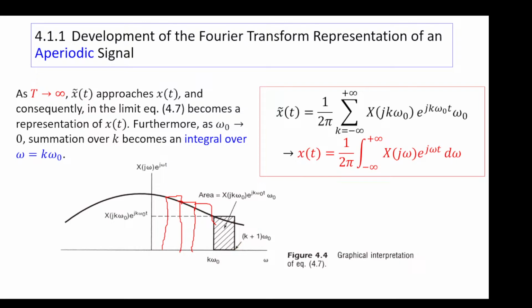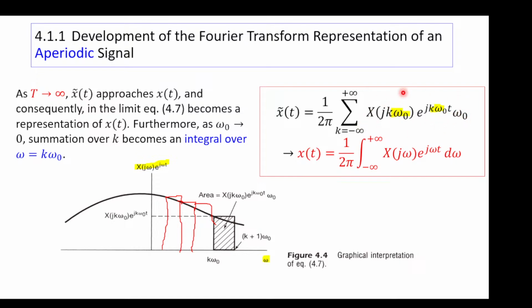So we think about this function, and you see that this is a function of omega, and this function is big X of j omega e to the j omega t. So remember, the k omega naught is kind of like omega sampled at a discrete point. And so you see this summation is actually an approximation of integration. So this is an approximation of the area under this curve.